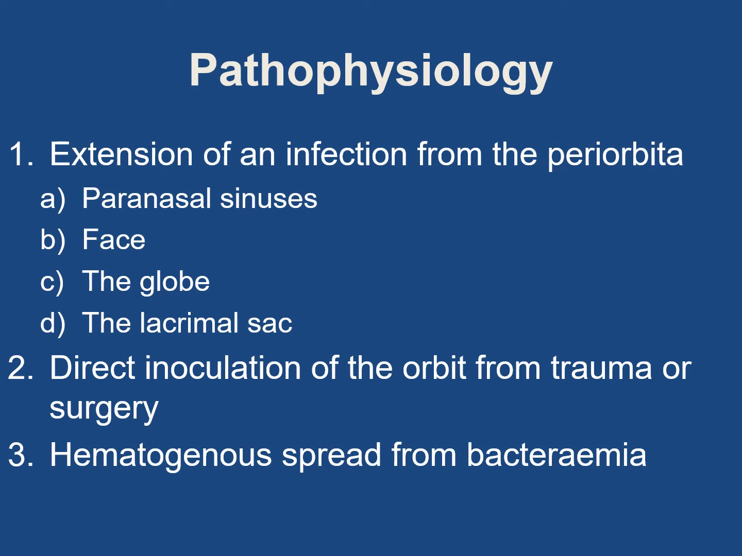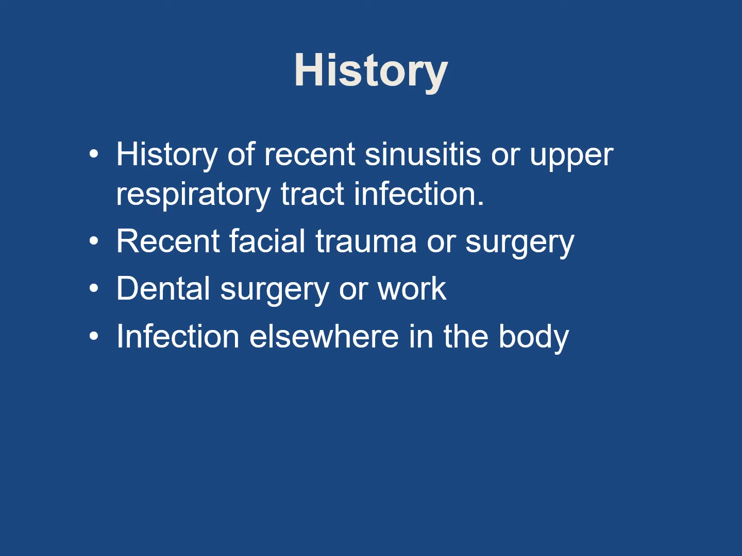Infection can reach the orbit most commonly from the paranasal sinuses, but also it can get infected from the face, from the globe, from the lacrimal sac. Direct inoculation of the orbit from trauma or surgery, and also hematogenous spread can cause orbital cellulitis. Most of the time, with history taking, we can know the causative factor. For example, sinusitis, the patient will complain from runny nose, facial trauma or dental surgery, or infection anywhere in the body.